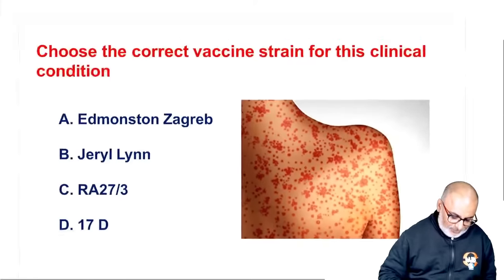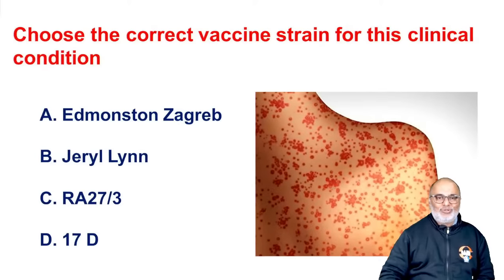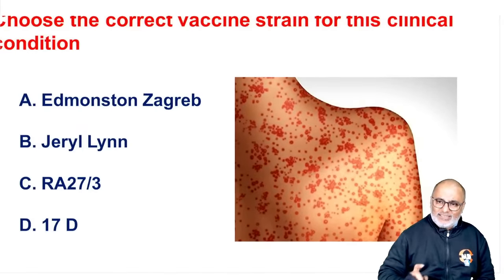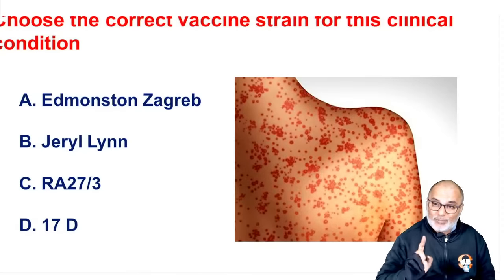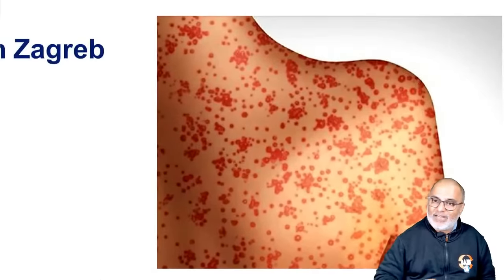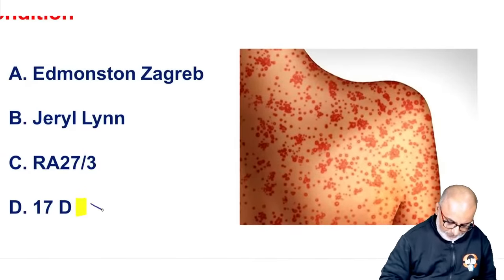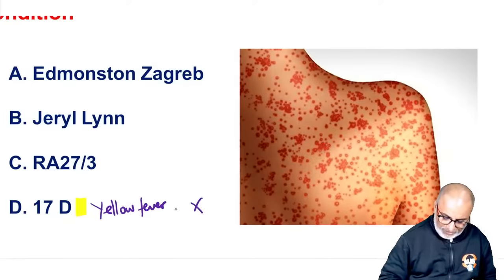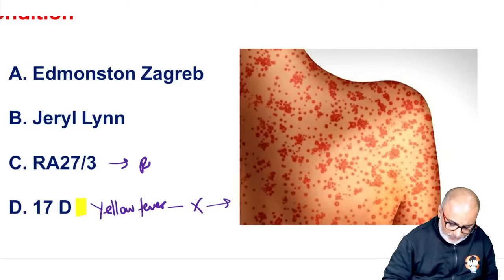Choose the correct vaccine strain for this clinical condition. You need to identify the vaccine strain, whether it correlates with the picture. Suppose you are not able to identify the picture properly, if you identify this as a maculopapular rash, it's a case of measles, well and good. Otherwise, don't worry. 17D is for yellow fever. It is not yellow fever, no yellow discoloration. RA27/3 is for rubella. Rubella produces a blueberry muffin rash, not here.